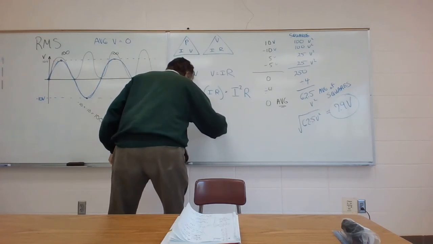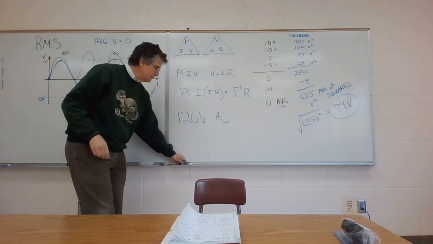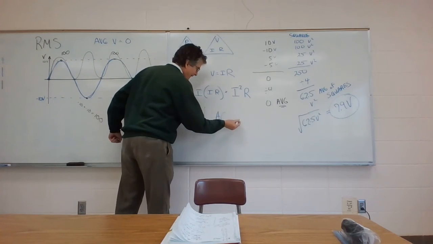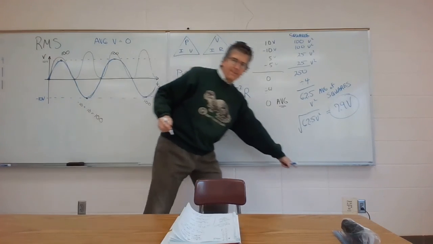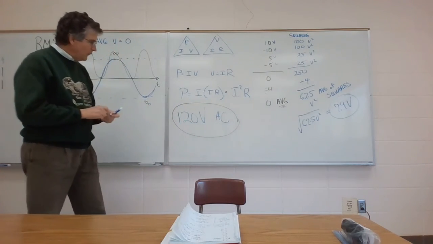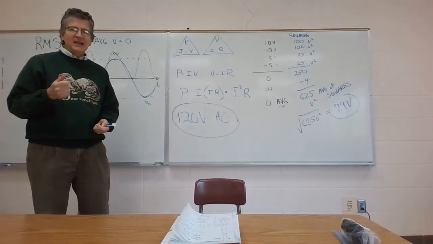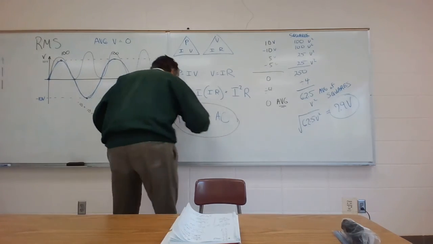So when you see a 120 volt AC value, this is your typical power outlet, like that down there. When you see that 120 volt AC, the 120 volts is the RMS value.